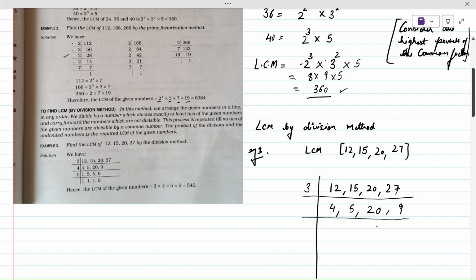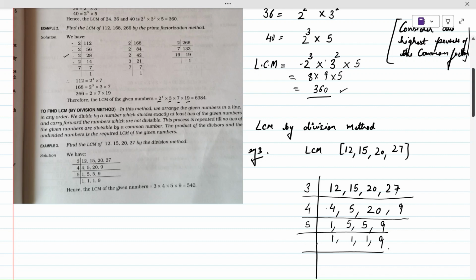For the next, let us consider 4 because here 4 is dividing 4 and 20 both. So we have 4 into 1. 5 will be as is. 20 is 4 into 5 is 20. And then 9 will be as is. Okay, so now next what we have? We can use 5. So we have 1, 1, 1 and 9 as is. So 9 is the remainder which is not getting divided.